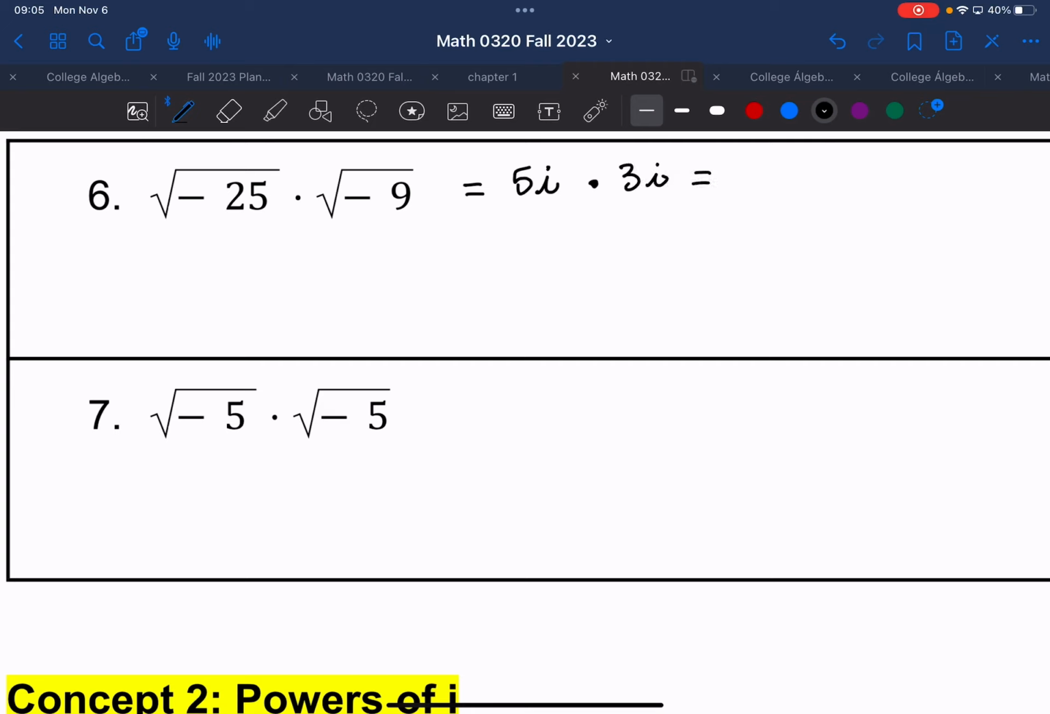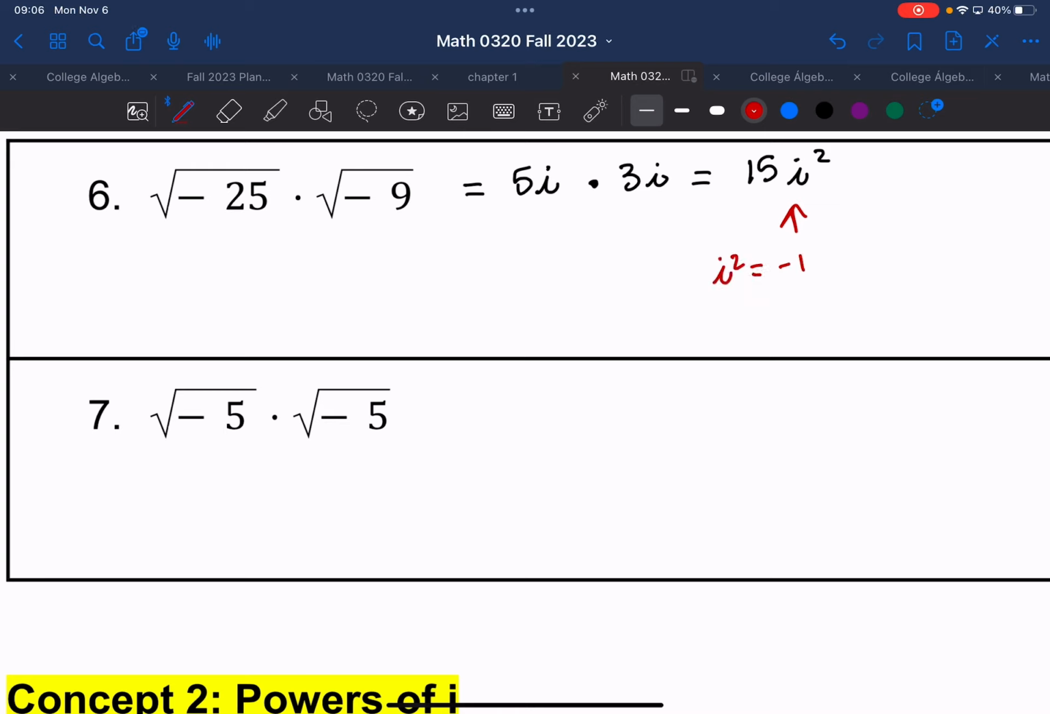So again, just like a variable, i times i is i squared. So that means we have 5 times 3, which is 15, i times i, which is i squared. But going back to the top for our definition of i, we said i squared is equal to what? -1.